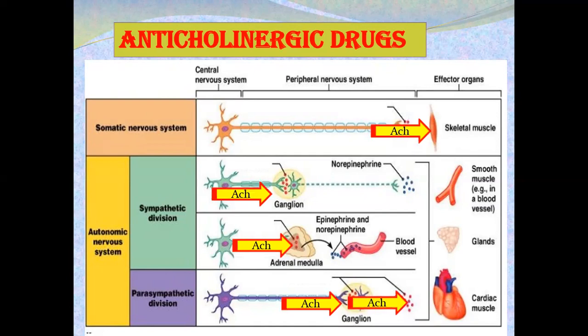Also, they work at the adrenal medulla, and also they work in the parasympathetic division. They work at both the pre and post junction points, from the junction of the cells. That is where they work in the parasympathetic system.